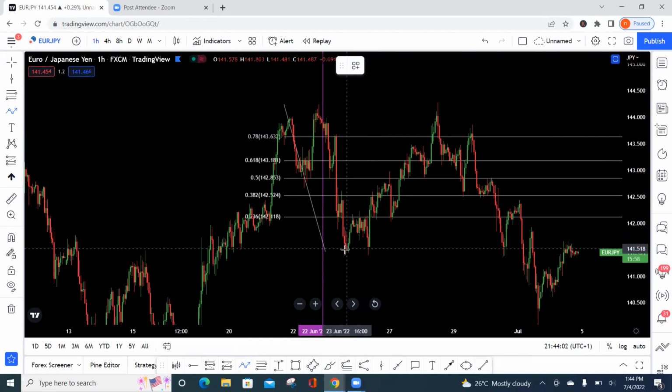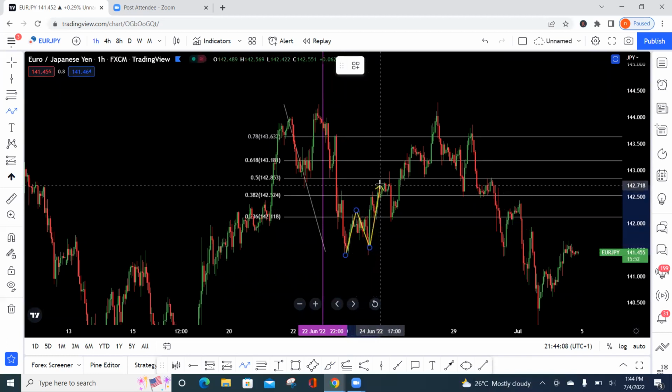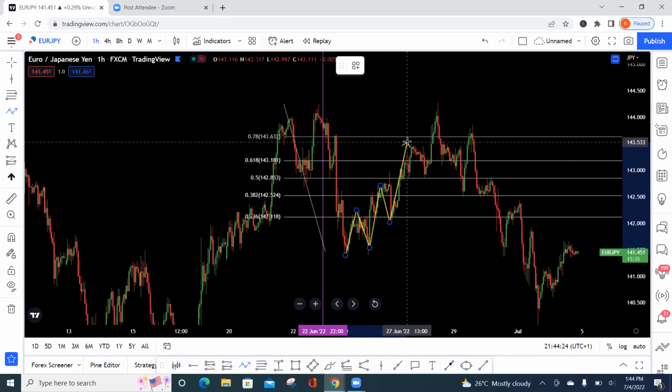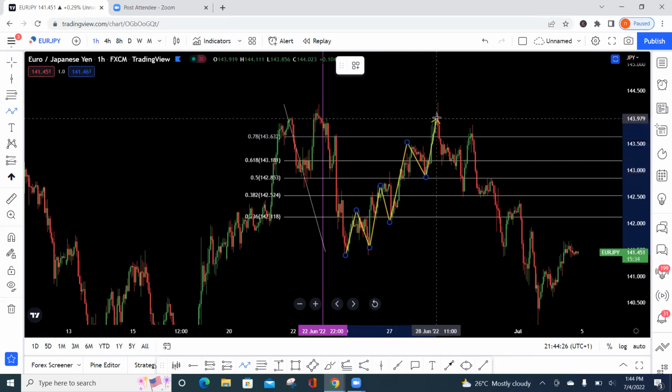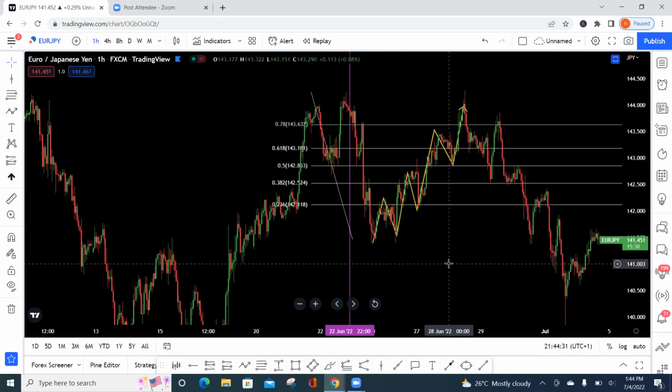I told you that if I now have a three-wave structure to the upside, and this three-wave structure does not come to 50 to 61.8 and it's making a downside, I don't touch it. What it's telling me is that it's going to make a correction and another three-wave structure to the upside. That is the one that will catch 78% retracement.